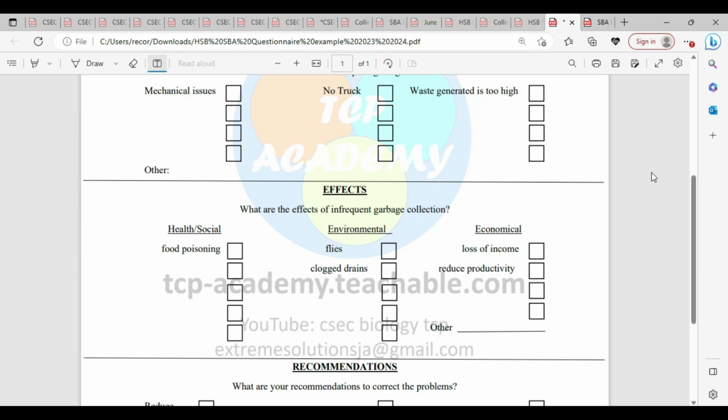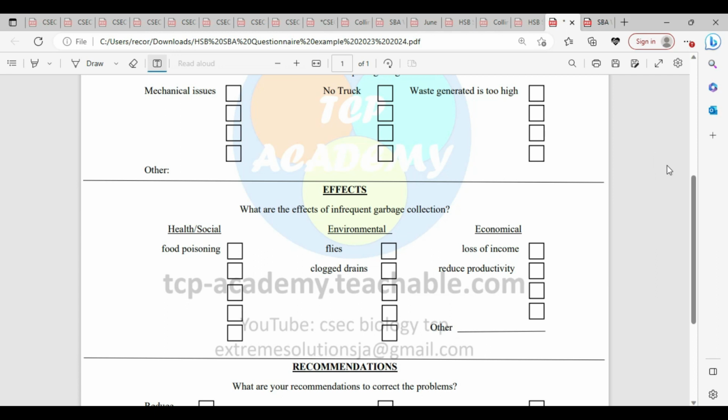So effect is going to tell you how the area is affected, or how the area is impacted as a result of the infrequent garbage collection. So whatever you are doing, you are going to be looking at the problem and how it impacts the area. That's what is supposed to be answered in effect.